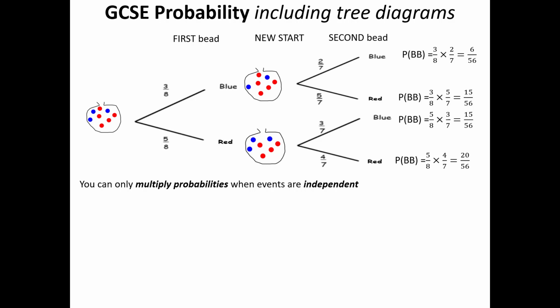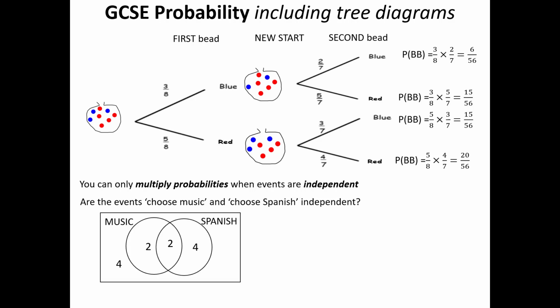Work out the probability of this happening, state the conditions. I'm allowed to multiply because the events are independent. Okay, what do we mean by events being independent? I'm afraid the actual definition is really technical, and the arm-wavy definition that you'll have to use with your pupils can be confusing. I'll show you why. There is a Venn diagram. It's a version of the Year 10 options. Kids can choose music or choose Spanish.